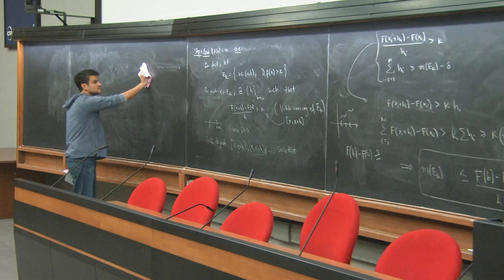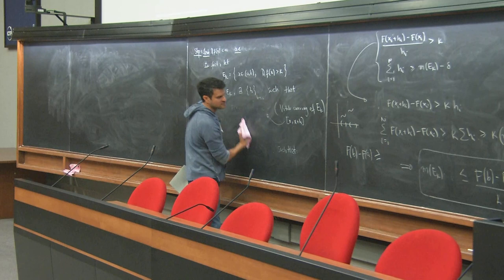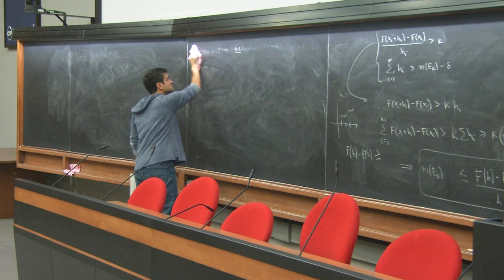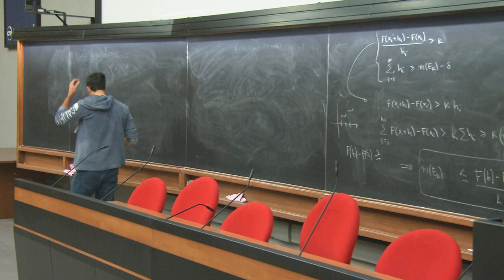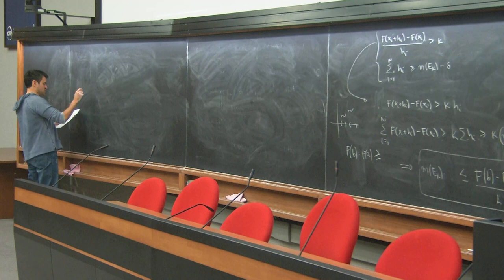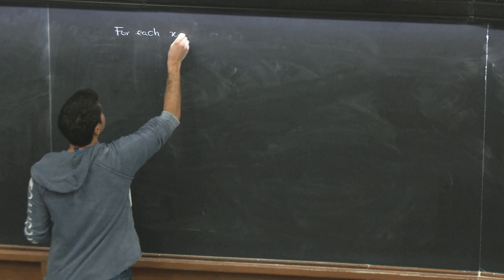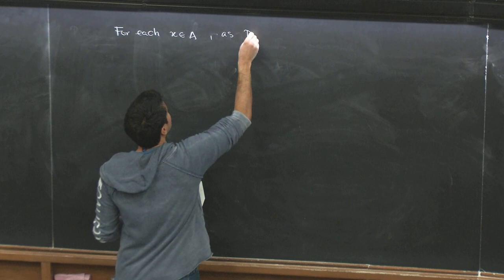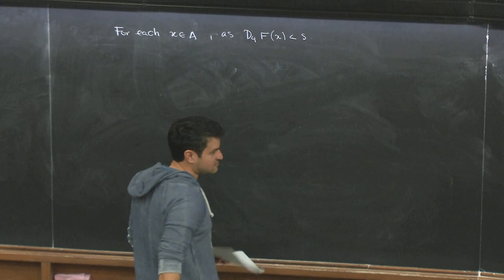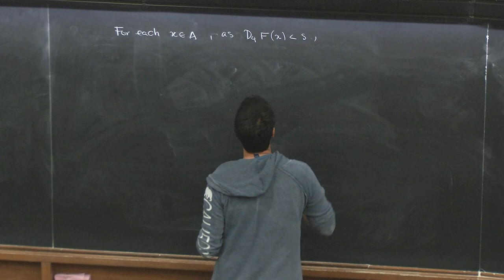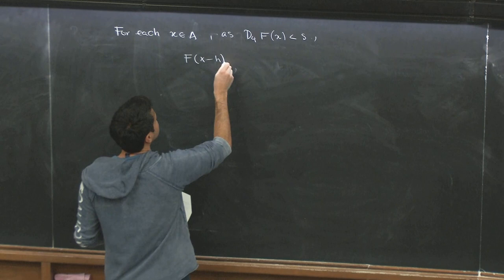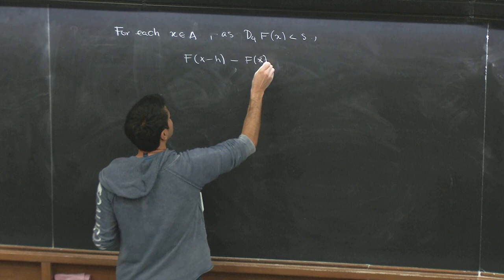The idea is the same, but now we are going to have to use the other elements of the Vitali covering. The idea is, for each x in this A, D4 of my f is less than S. So I have a sequence of h arbitrarily small such that f of x minus h minus f of x, I'm already changing h by minus h, this is less than S.